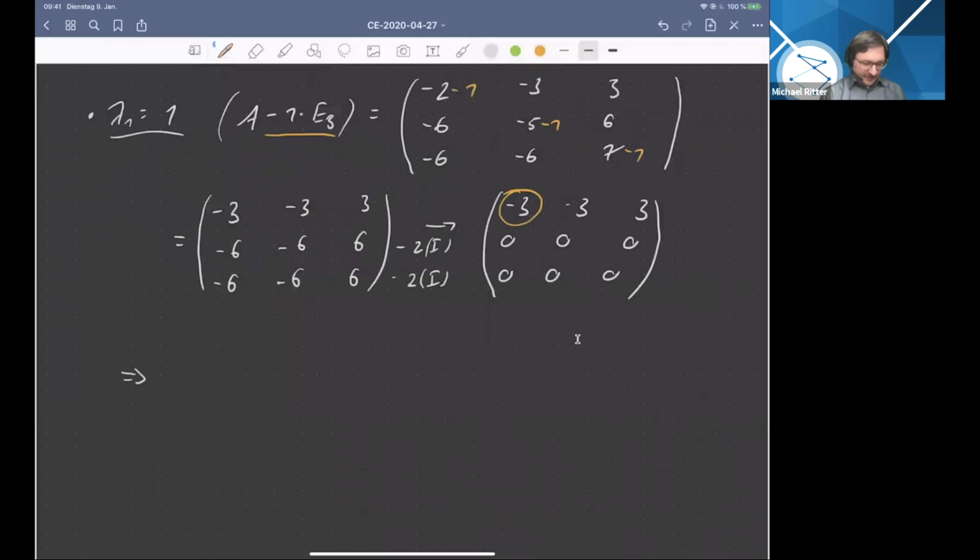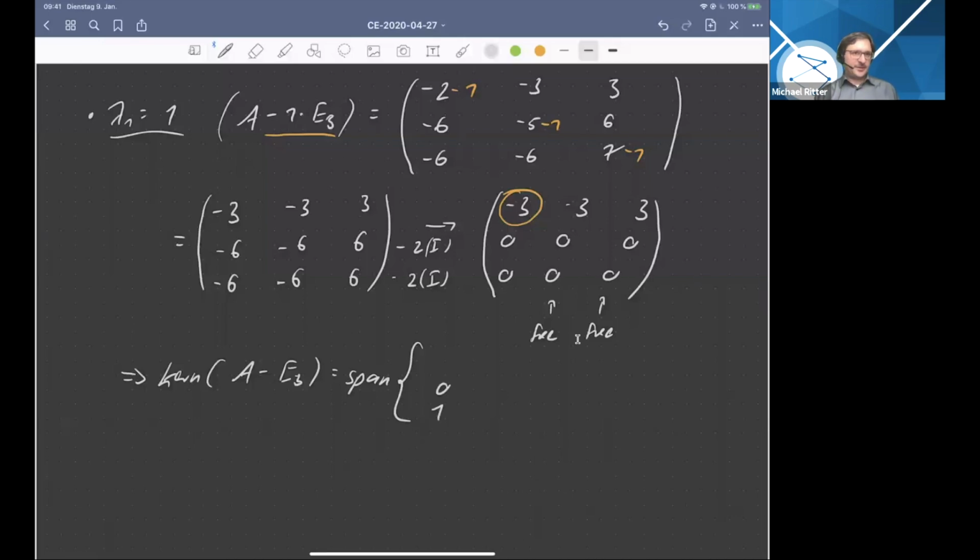And that means the kernel of A minus E3 is generated by, let's just pick 2 vectors that generate this kernel. So in this case, the third and the second column correspond to free variables. So we can choose those as we want. And then the first variable has to react to that choice.